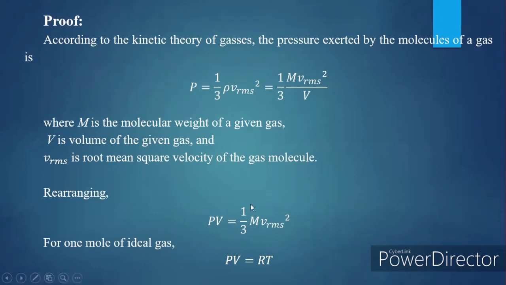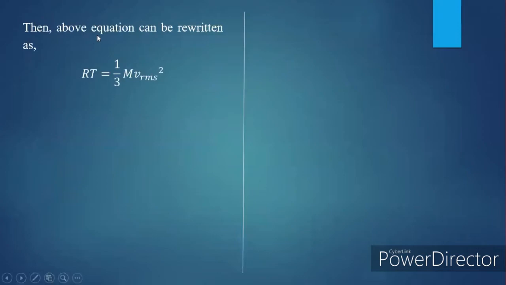Okay. So now look at these two expressions. The first expression says PV is equal to 1/3 M into V RMS square. The second equation says PV is equal to RT. So you equate the right hand side with the right hand side. What you will get? RT is equal to 1/3 into M into V RMS square. So the above equation can be rewritten as RT is equal to 1/3 into M into V RMS square. In PV, what did I do? I have substituted RT. PV is equal to RT.